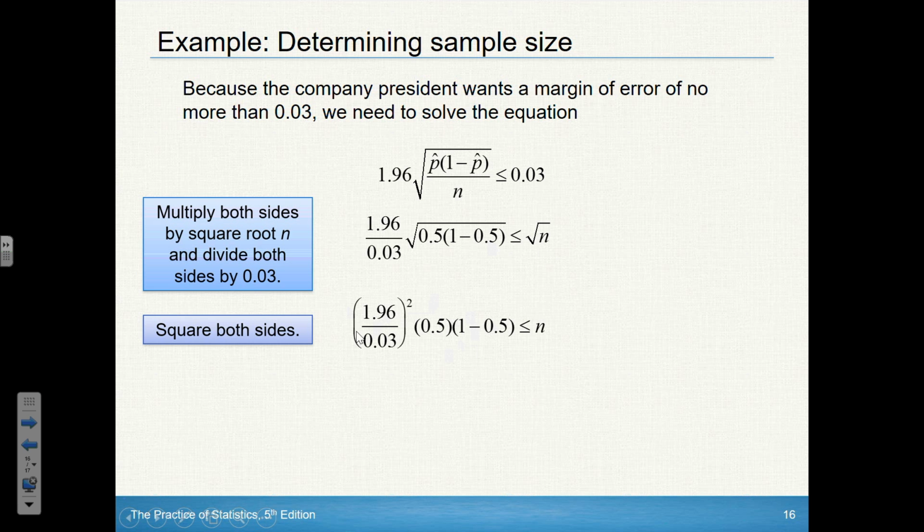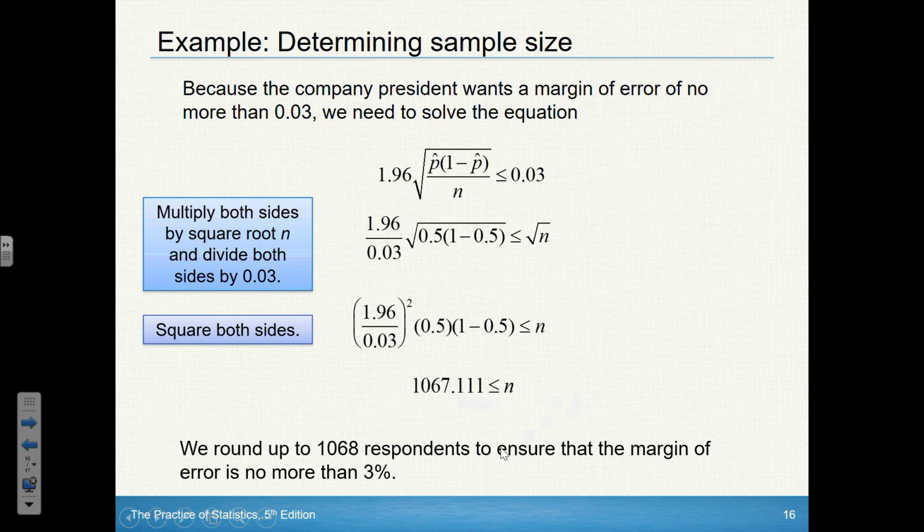And at this point, we have this arithmetic over here. We just go ahead and simplify that. And we get n, if I read from right to left, n is greater than or equal to 1067.111. But we can't have 0.1 of a person, so we say at least 1,068 respondents to ensure the margin of error is no more than 3%.